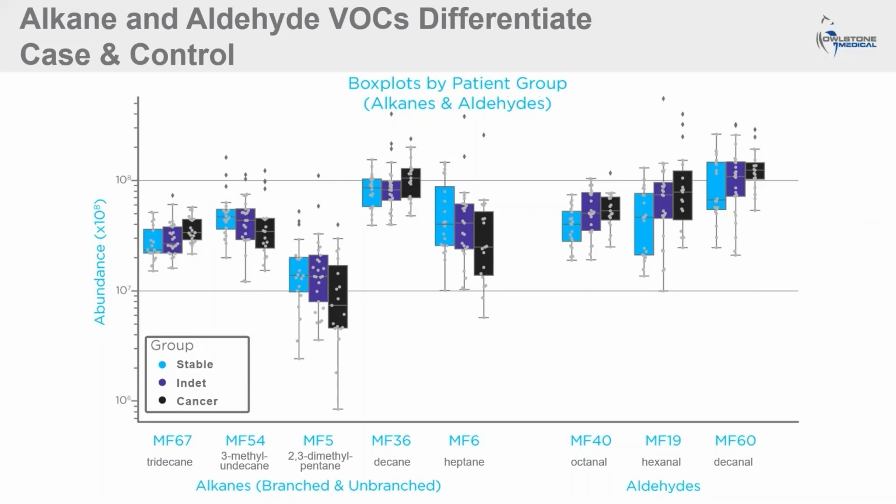5 alkanes shown on the left were significantly different in lung cancer compared to stable controls, with 2 of the 5 increasing and 3 decreasing with lung cancer. Like the aldehydes, the abundance of alkanes in subjects with indeterminate nodules were frequently distributed between the lung cancer cases and controls. Also, like the aldehydes, one mechanism that drives alkane production is oxidative stress, where the production of reactive oxygen species leads to the peroxidation of polyunsaturated fatty acids in membranes.